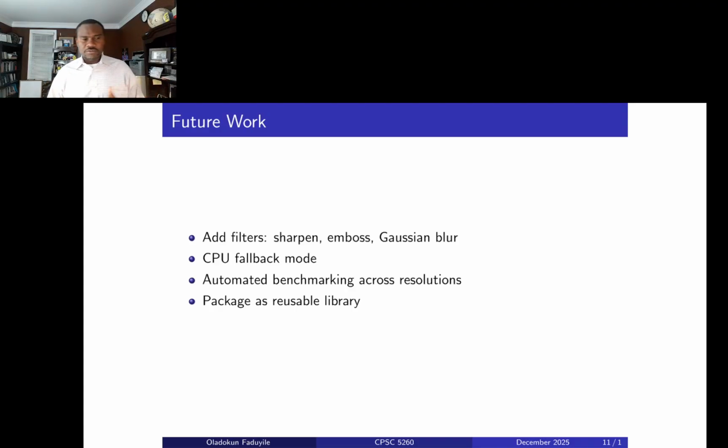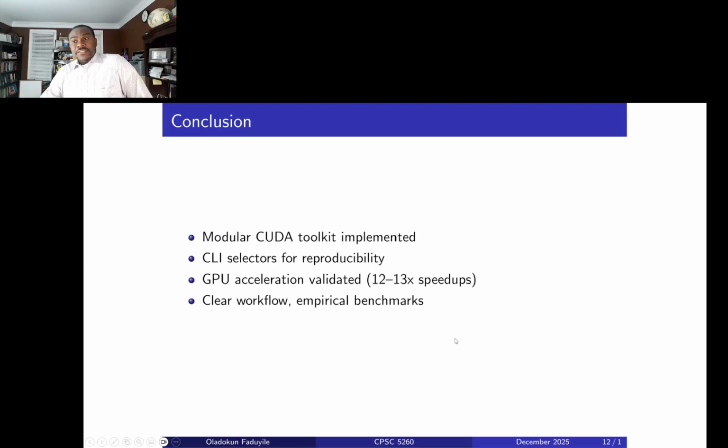In the future, I can plan to extend the toolkit with more filters. I can add CPU fallback, automate benchmarking across resolutions, and package it as a reusable library. That means somebody that wants to use it in the future can just call a subroutine and use it. So those are some of the future work on this CUDA image processing that we can do additional research on. So that is about it.